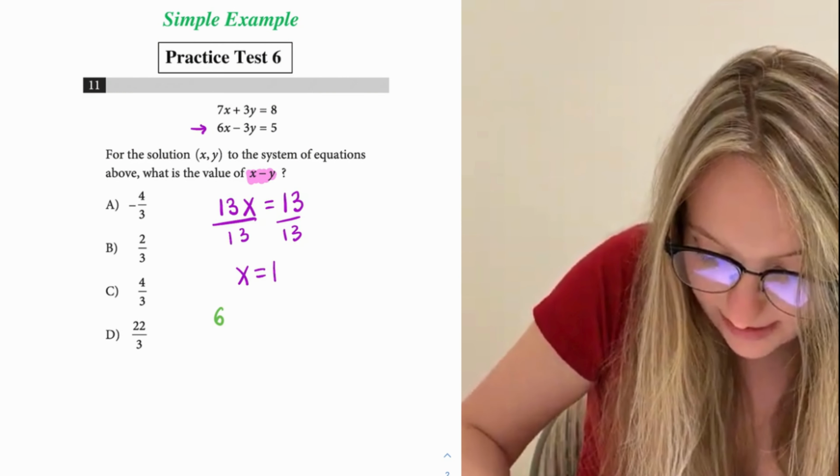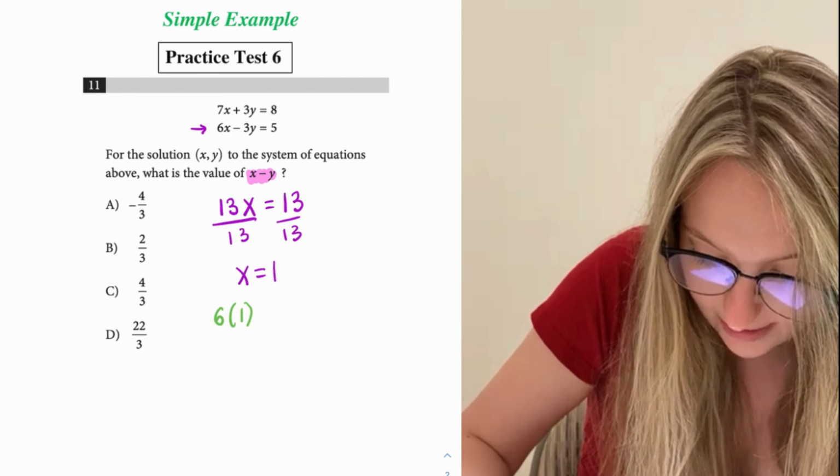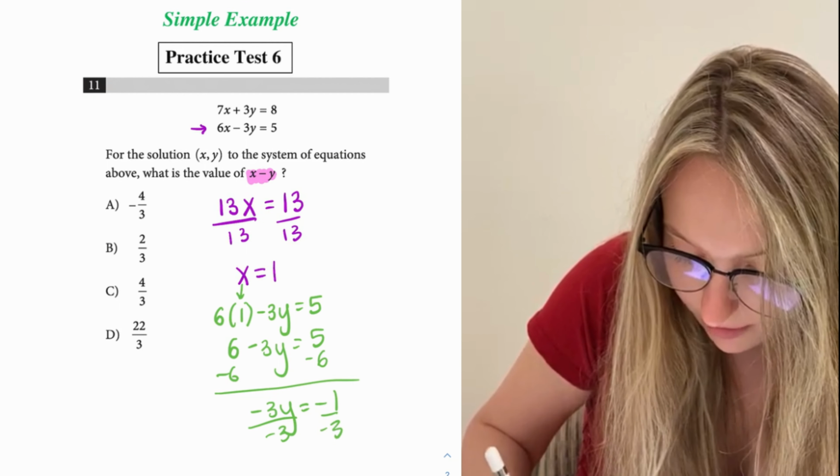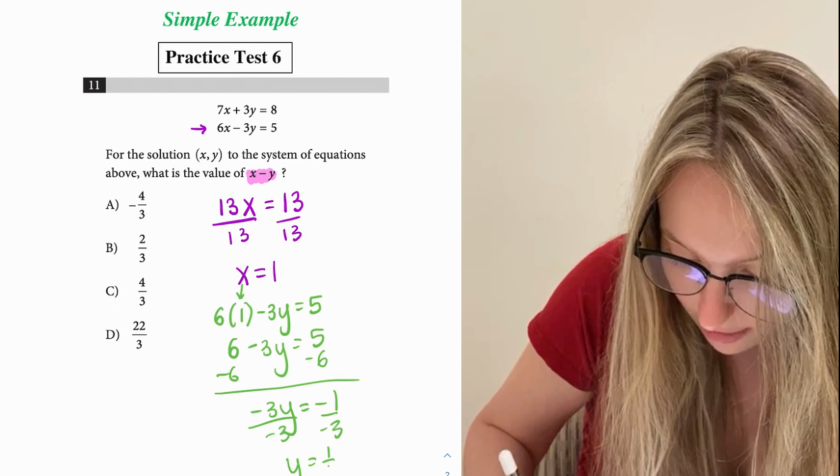So we get 6 times 1, that's the value of x, just plugging that in, minus 3y is equal to 5. So we get 6 minus 3y is equal to 5. We're going to subtract 6 from both sides. We get that negative 3y is equal to -1, and then dividing both sides by -3, we get that y is equal to 1/3.